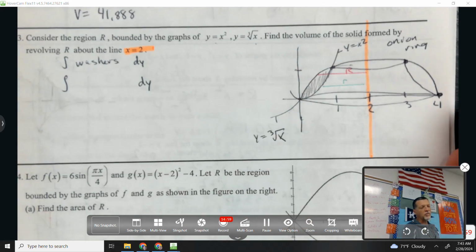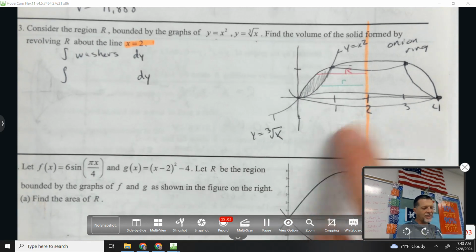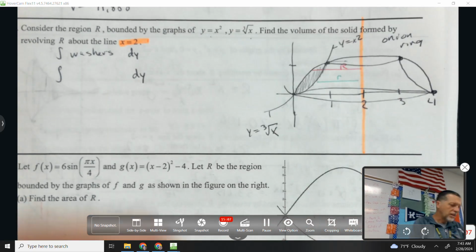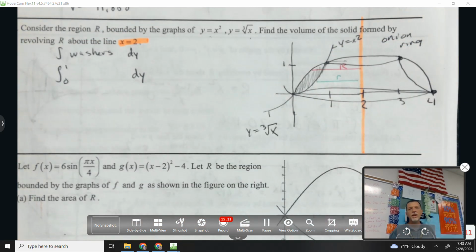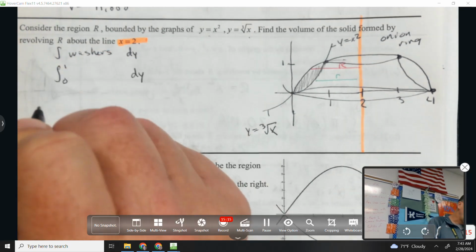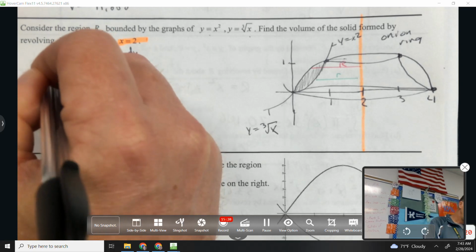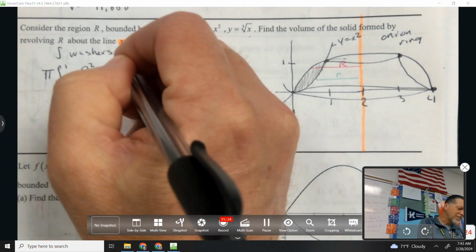So from left to right, yeah, you're thinking like 0 to 2 or maybe 0 to 4, but neither one of those really works because this is a y problem. 0 to 1. And we'll go 0 to 1. We already said it's a washer, so I know it's pi r squared minus pi r squared. And to accommodate Ian's request, I'll put the pi out front.